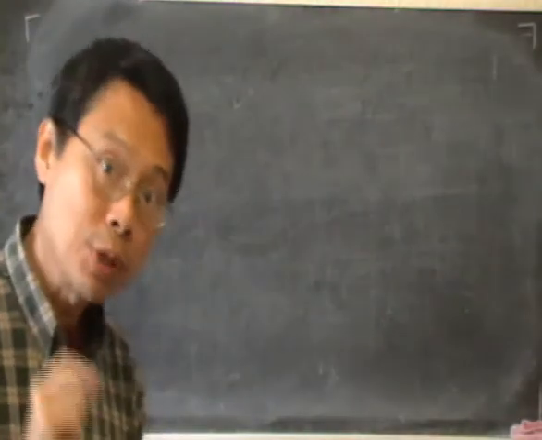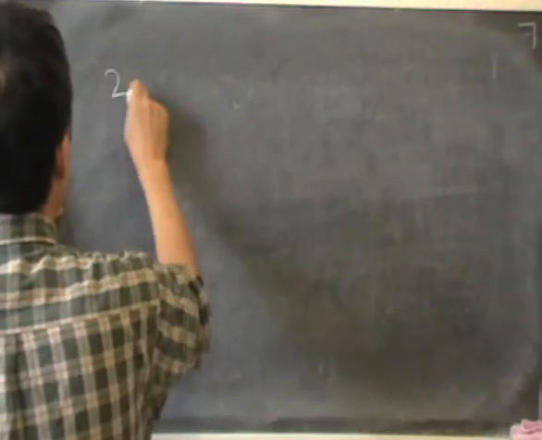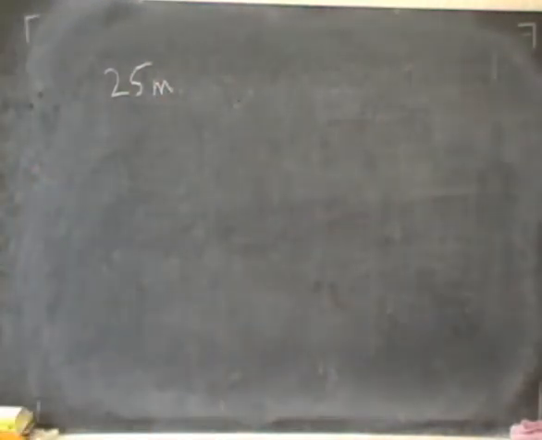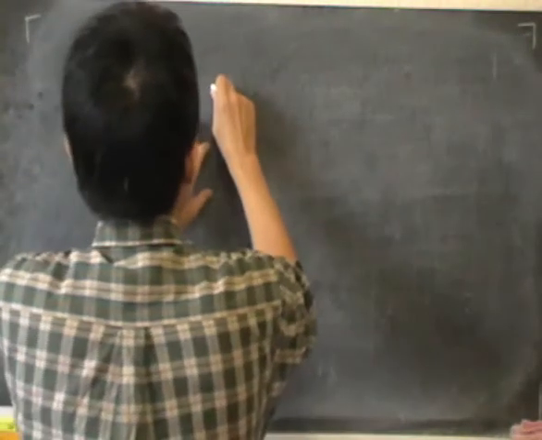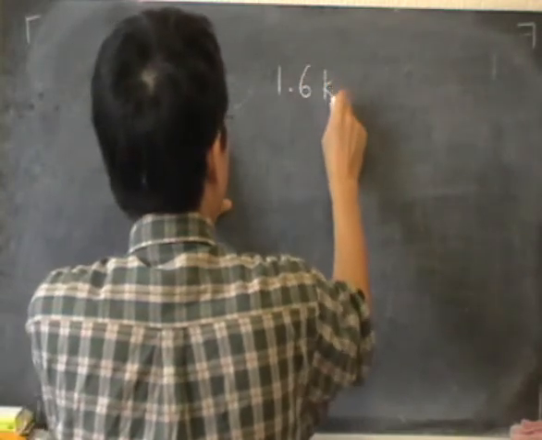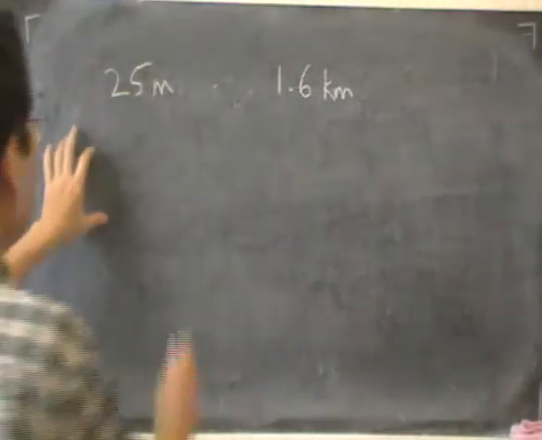Hi, I'll talk about the arithmetic of time. We're going to look at an example. There is a swimming pool that is 25 meters long, and a girl swims for 1.6 kilometers. Right, so that's the pool.